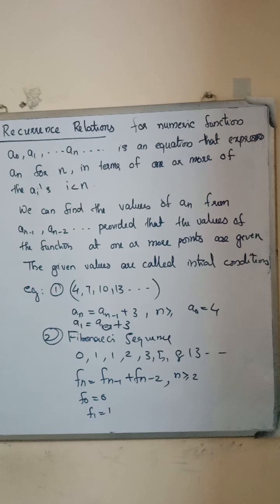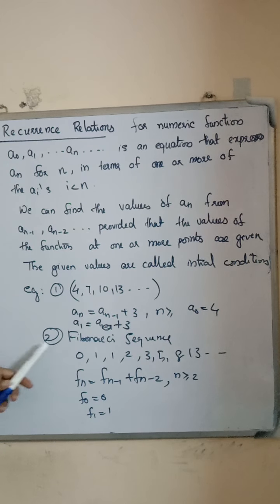That is, a recurrence relation for numeric function a0, a1, a2, etc. is an equation that expresses an for n in terms of one or more of the ais. That is, an can be expressed in terms of an minus 1, an minus 2 or an minus 4.